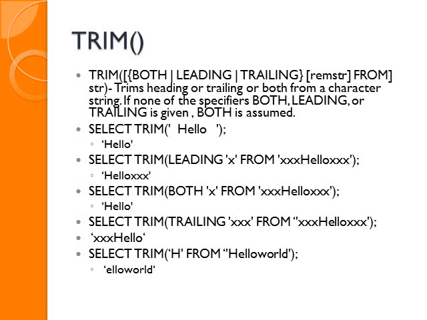Next example, select trim both x from the given string. You can see from the output that both the x from the trailing end and the leading x are being deleted or removed. One more example, select trim trailing xxx from the given string. Again the output is like it is removing all the x from the right hand side.